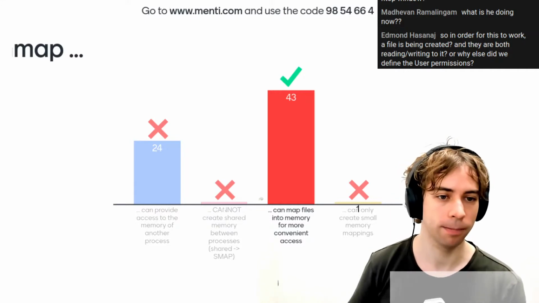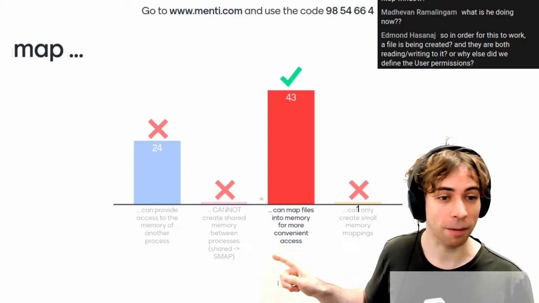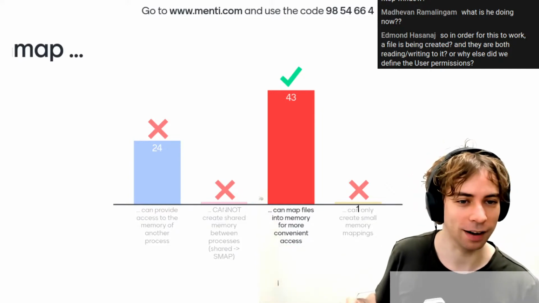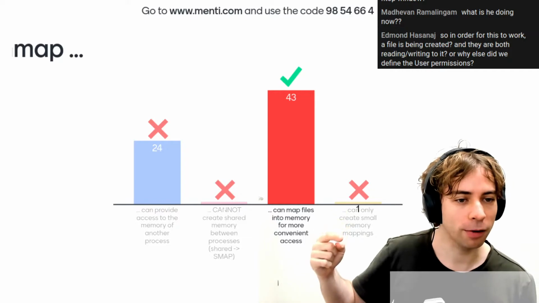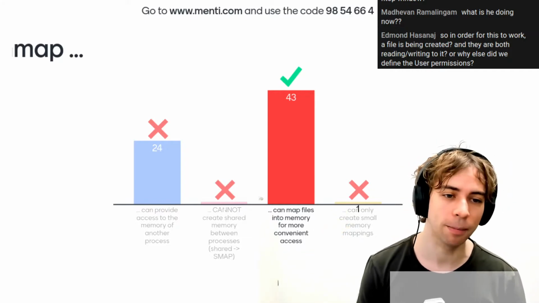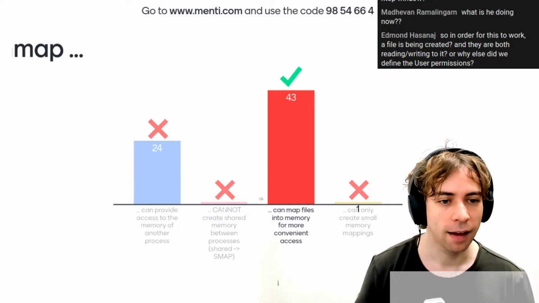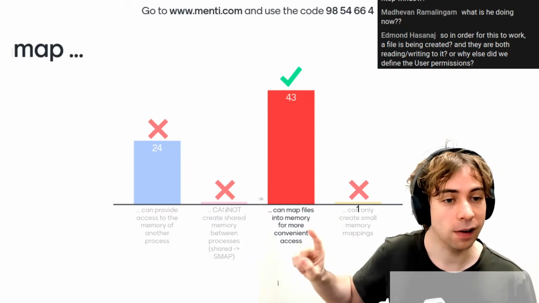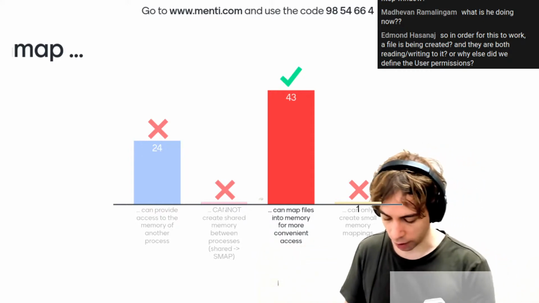You can share memory. You can definitely create shared memory between processes. smap is something entirely different. I just tried to come up with some logical explanation why this would make sense. "Can only create small memory mappings." We've seen that 60 or 58 gigabytes was possible, so definitely it can create large memory mappings. "It can map files into memory for more convenient access." Yes, we've seen that today in the lecture, so this is correct.